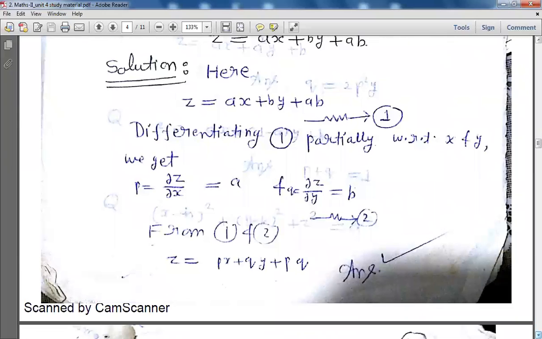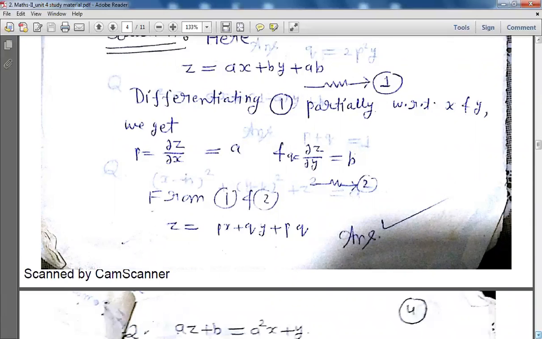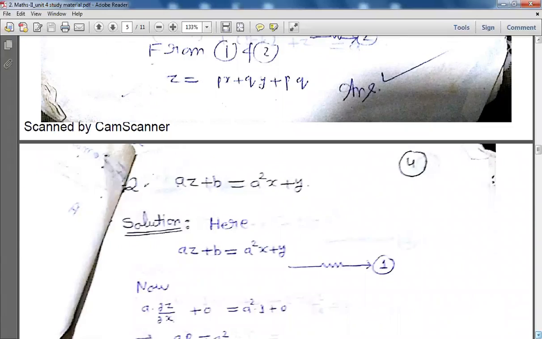Now we can eliminate the constants a and b easily by p and q with the help of equation number 2. So from 1 and 2, the required partial differential equation is z equal to px plus qy plus pq. This is our required partial differential equation.